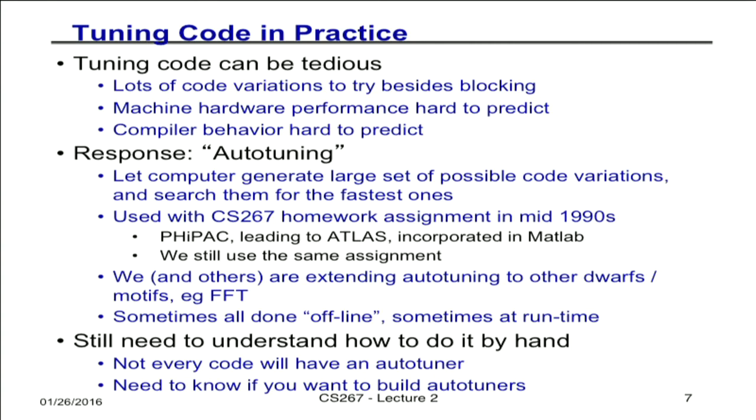There are other people who have developed this idea of searching, letting the computer search for the block size and things like that for other algorithms that we'll see later. We'll look at a group called Spiral that does this for FFTs, for example. There's also a project called FFTW, the fastest Fourier transform in the West. And for some algorithms, you can do this offline.